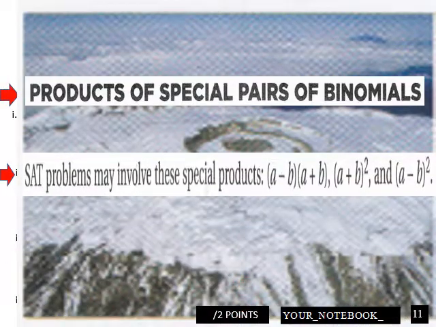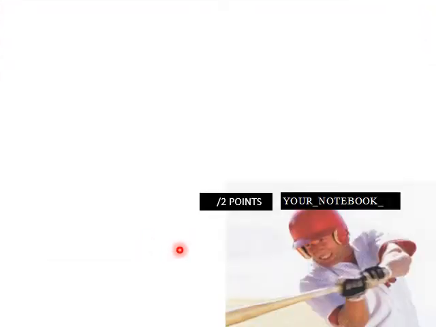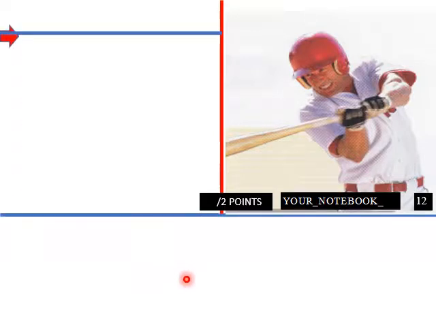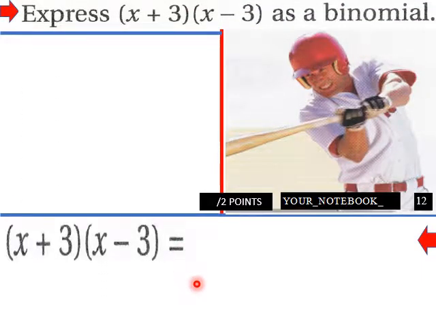Page 11, product of special pairs. We've got special factors. That's also Algebra 1, even pre-algebra.